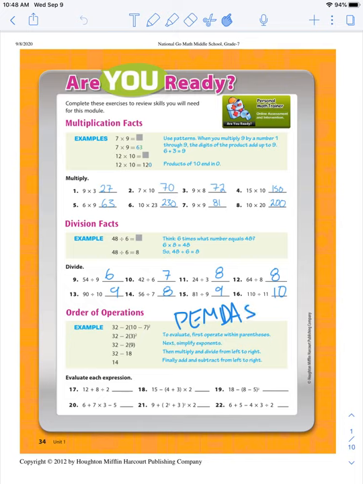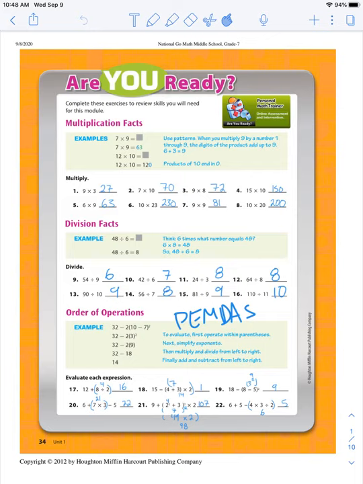Some of you may have also learned this as GEMDAS with G instead of P. That G stands for a grouping symbol. Absolute value, fraction bars, brackets, those are also grouping symbols, which would take place at the same time as the parentheses. All right, pause the video, see if you can do numbers 17 through 22. Ready, go. All right, these ones were just a little bit trickier.